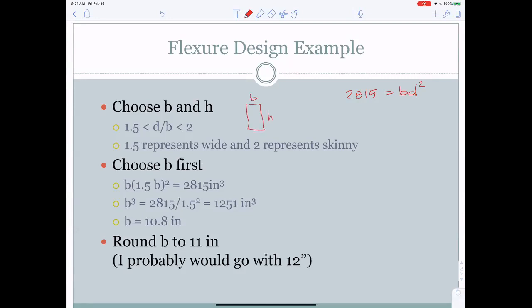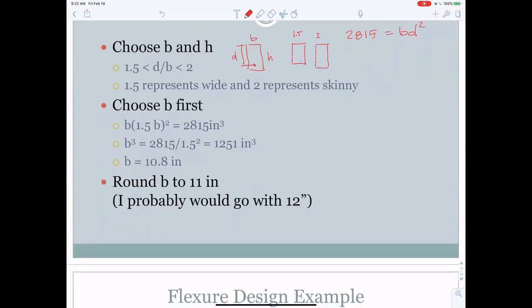So there's B and H and D. So D divided by B. The beams are usually deeper than they are wide. We want D over B to be 1.5 to 2. So that's 1, 1.5, and 1, 2. So that's 1.5, and that's 2 for D by B. So 1.5 is towards the wider side, 2 is towards the skinny side.